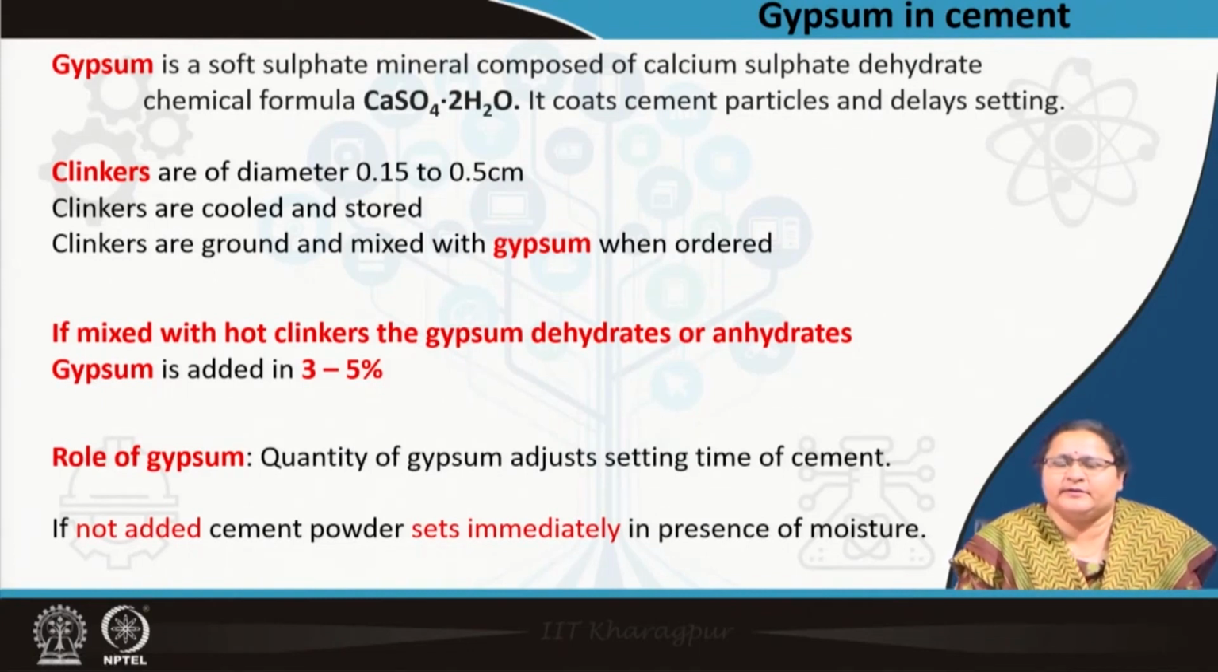So, if you require a quick setting, say you need a construction to be usable or to be allowed to move, say vehicular movement very quickly, or it is an underwater item being cast, or it is a foundation in a very marshy land, you need quick setting. So, what will you withdraw? Gypsum percentage you will withdraw. How can you take it out? No. When you are ordering, you have to order for a quick setting cement. So, if you add more gypsum, it will delay setting. If you withdraw gypsum, it will make flash setting or quick setting.